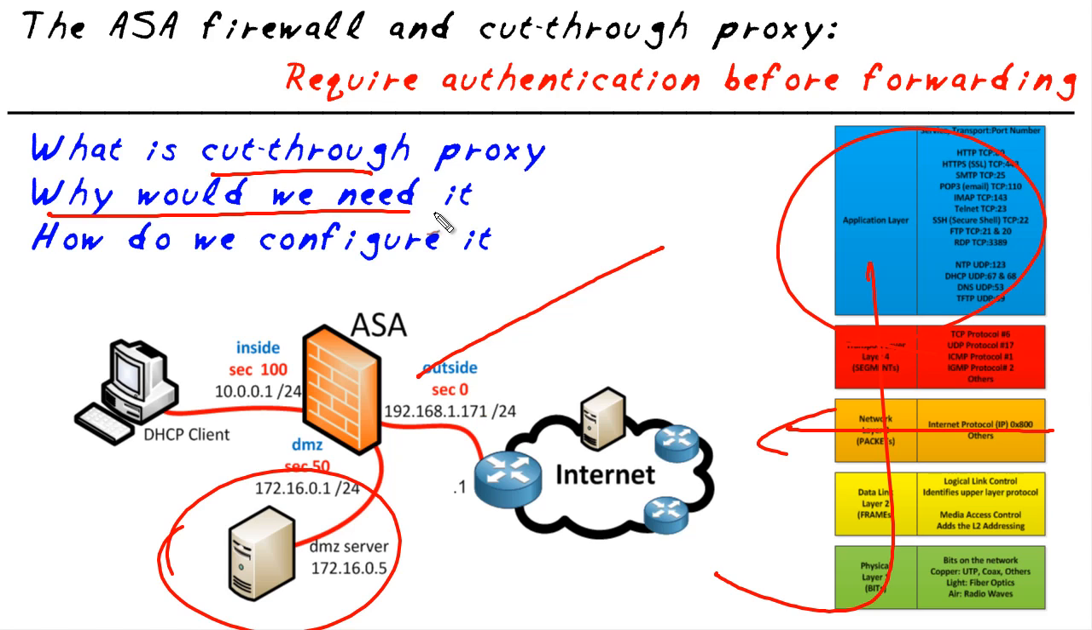Why do we need it? If we want to control who can get to our services and verify who they are before the ASA forwards it to the server, it's a perfect application, and we configure it as a firewall rule under the AAA section.